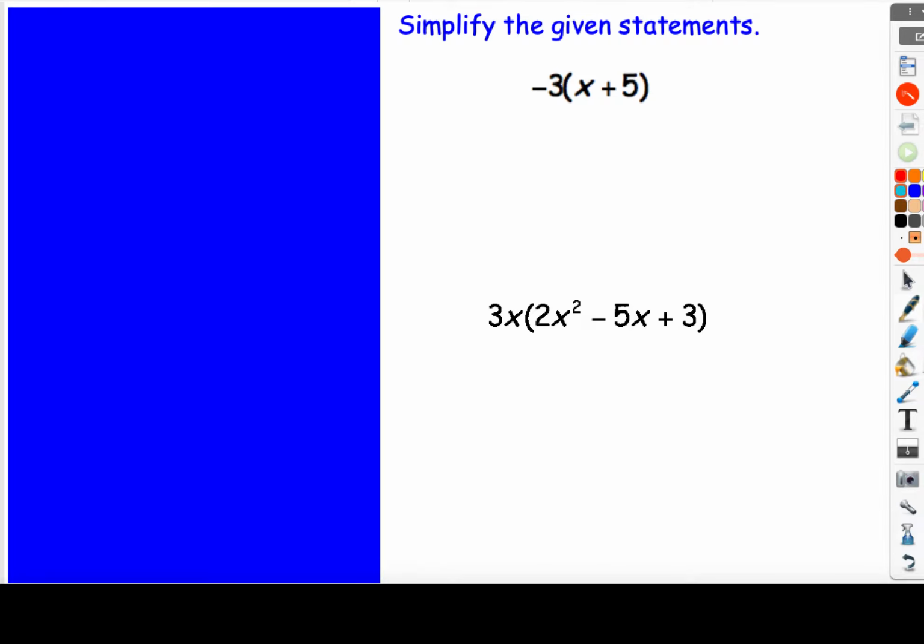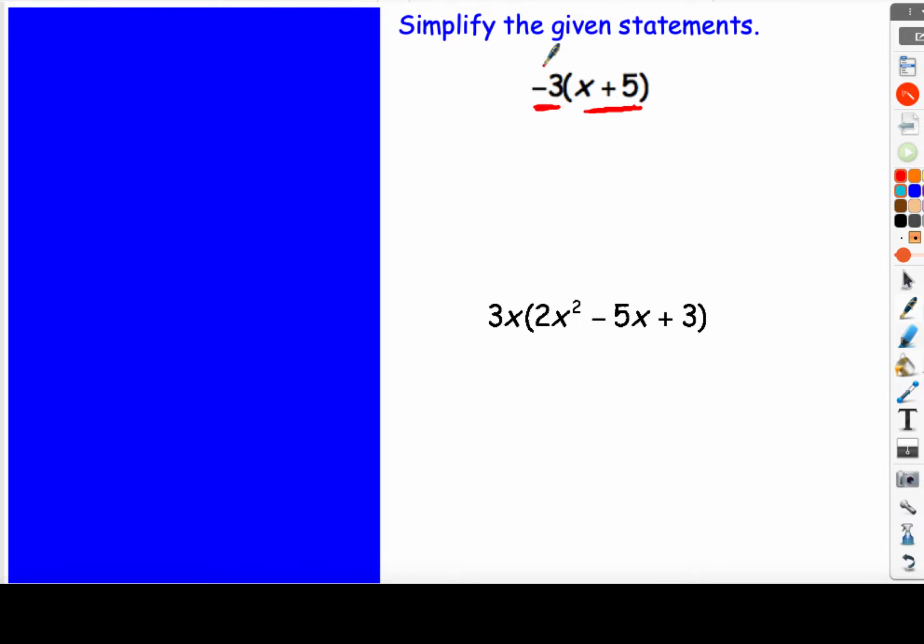All right, this video is going to talk about how to multiply polynomials. So we're going to start off with a couple of really basic polynomials because we actually already know how to do these. Remember, a polynomial can be any number of terms. So notice up top here, we've got a binomial, 5 plus x, or x plus 5. We also have a -3, which technically of itself is a polynomial, just a single term polynomial. So how do we multiply the two of them?